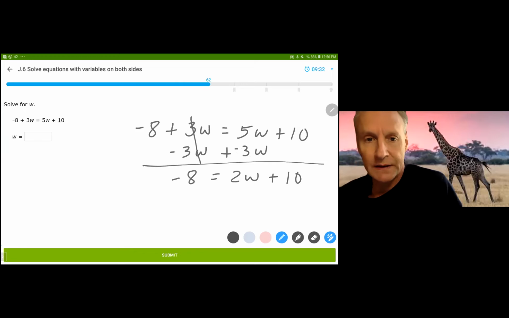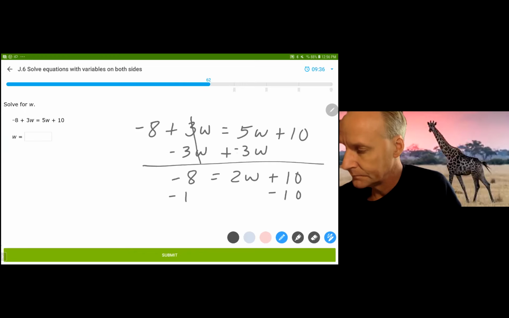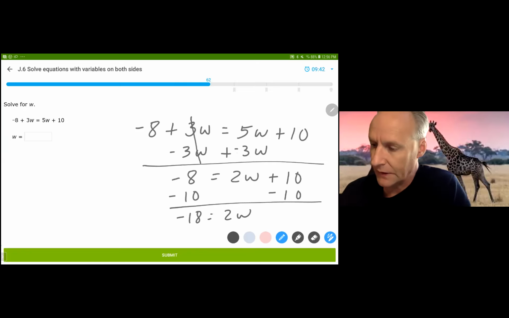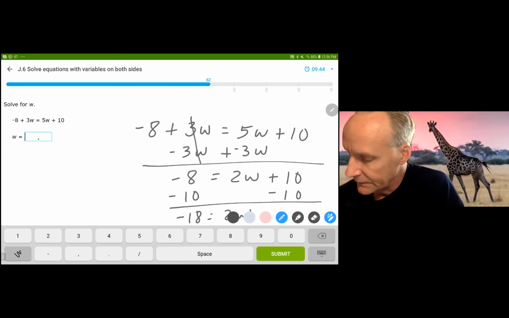You have 2 more steps. You need to subtract 10 from both sides. I'm going to go ahead and do that. And negative 18 is equal to 2w. And when we divide by 2, we get negative 9. Sounds familiar?